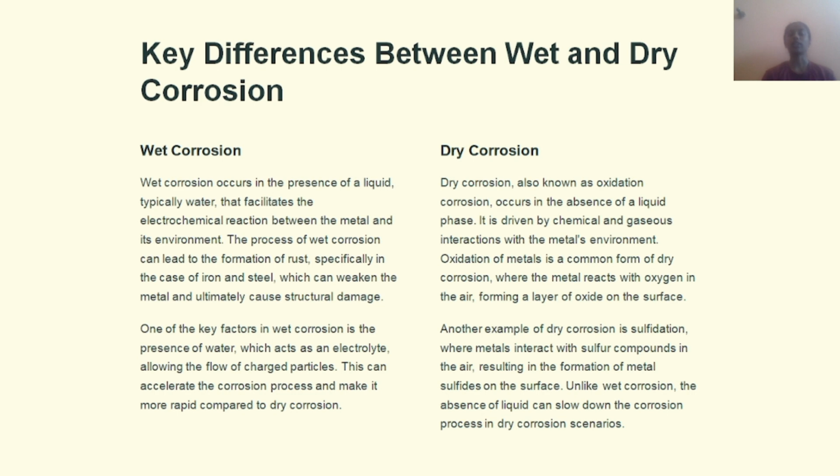Dry corrosion, also known as oxidation corrosion, occurs in the absence of a liquid phase. It is driven by chemical and gaseous interactions with the metal's environment. Oxidation of metals is a common form of dry corrosion where the metal reacts with oxygen in the air, forming a layer of oxide on the surface. Another example of dry corrosion is sulfidification, where metal interacts with sulfur compounds in the air, resulting in the formation of metal sulfides on the surface. Unlike wet corrosion, the absence of liquid can slow down the corrosion process in dry corrosion scenarios.